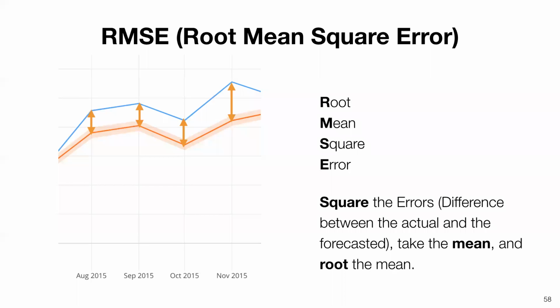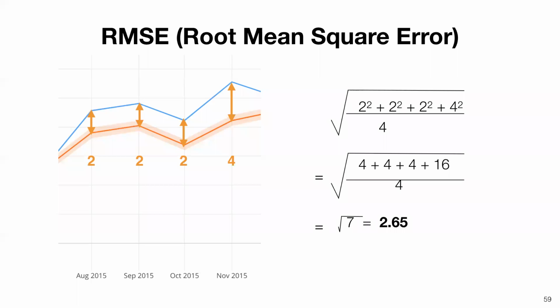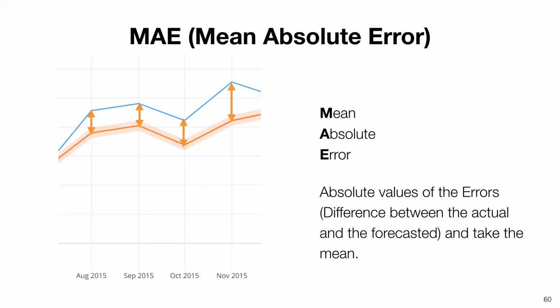But the point here is we want to get sort of an average of the difference. And one way to do it is this root mean square error. And here's the detailed calculation. If you want to understand how exactly it's calculated, you can take a look at this slide as well. So next one is MAE.